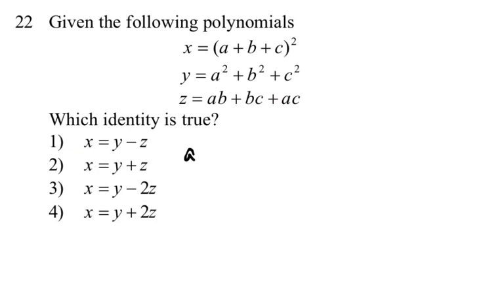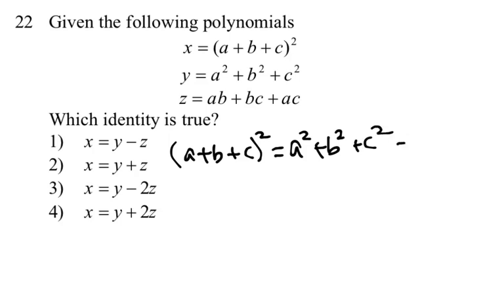Now, number 22. Given the following polynomial. For this question, it would have been much better if you knew that (a plus b plus c) quantity squared is equal to a squared plus b squared plus c squared, plus 2ab, plus 2bc, plus 2ac. That's what we end up getting.